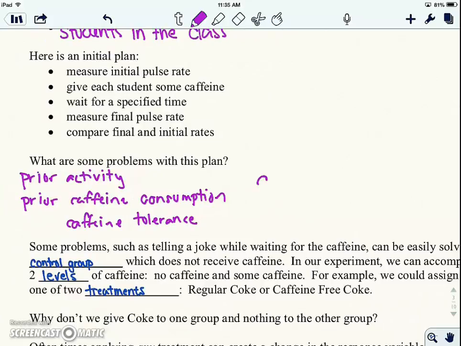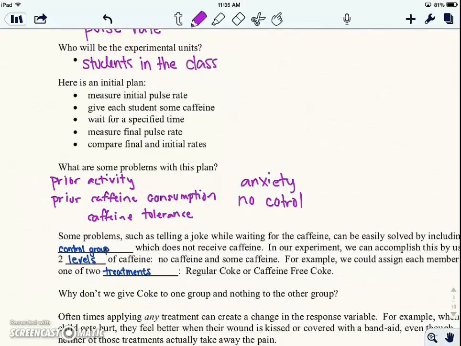Maybe the person has anxiety about doing this in class, so it makes their heart rate faster. There's just lots of different things. There's no control, okay? We have nothing to compare it to. How fast if you don't have any caffeine, okay? So lots and lots of problems, and here's what we do.